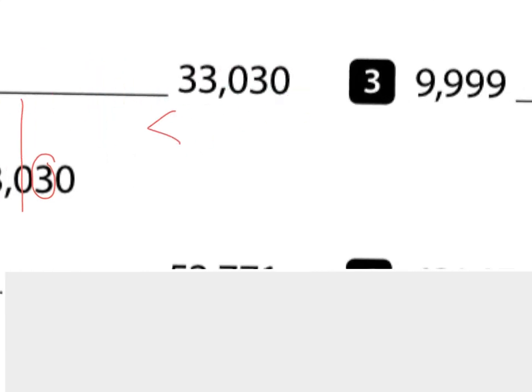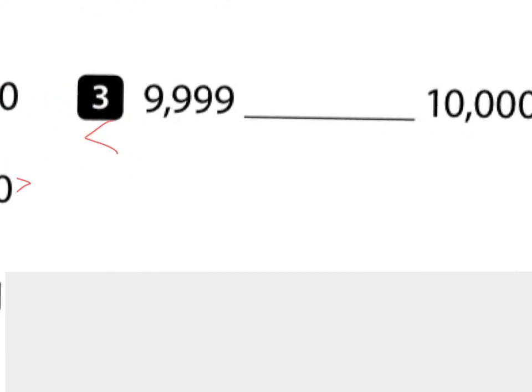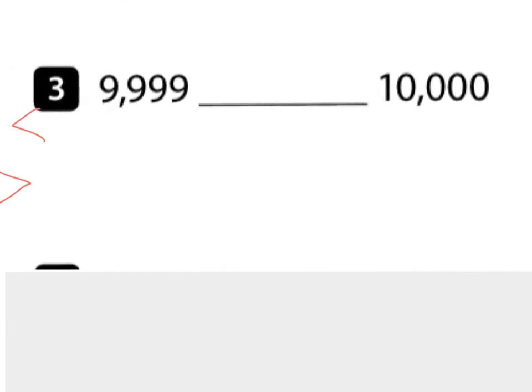All right, let's move on to number 3. This time we are comparing 9,999 to 10,000. All right, so let's go ahead and stack these numbers. So make sure that we line our places up: our ones place, tens, hundreds, thousands, and 10,000s.